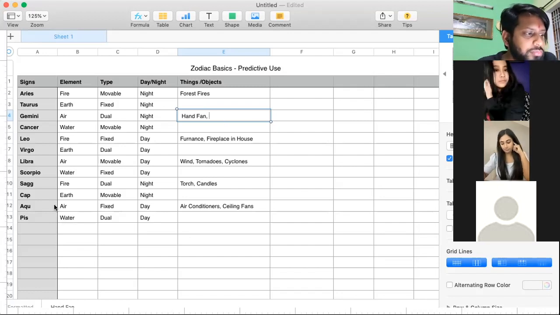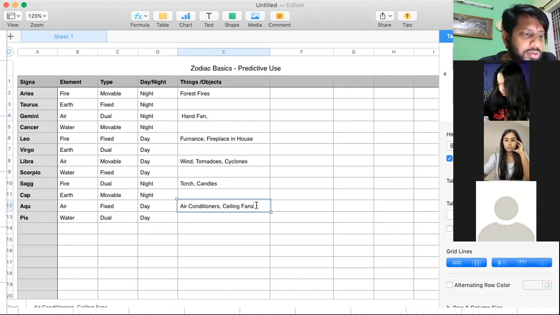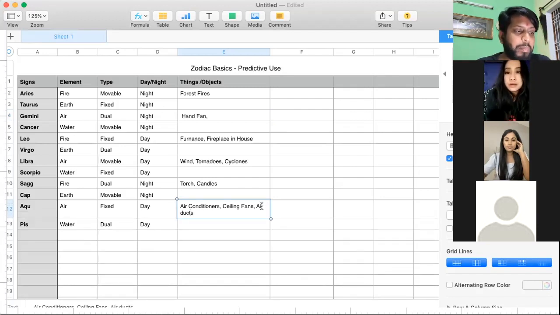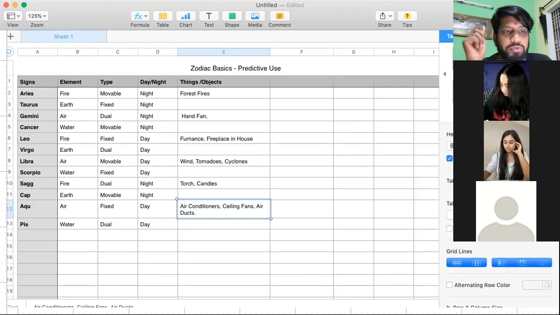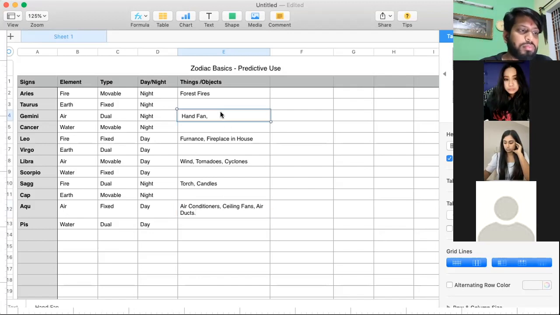So where is air fixed? Ducts, air duct. You got it, guys? And you must have seen the vacuum cleaner. Air dual. It's fixed also, it's movable also. Vacuum cleaner. Got it? So that's how you make things and objects.